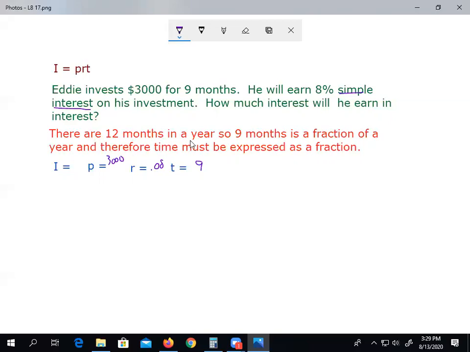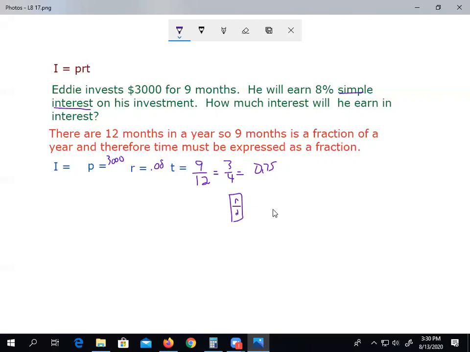You know, there are 12 months in a year, so 9 months is actually a fraction of a year, and therefore time must be expressed as a fraction. So time is actually going to be 9 months out of 12 months. And if I put that in lowest terms, that's going to be 3/4. And since I know that's 0.75, I'm going to use 0.75 on my calculator. Now in the GED test, you have that N over D button, so you could take advantage of that button. And again, the GED calc reference sheet helps you use that button if you need a guide.